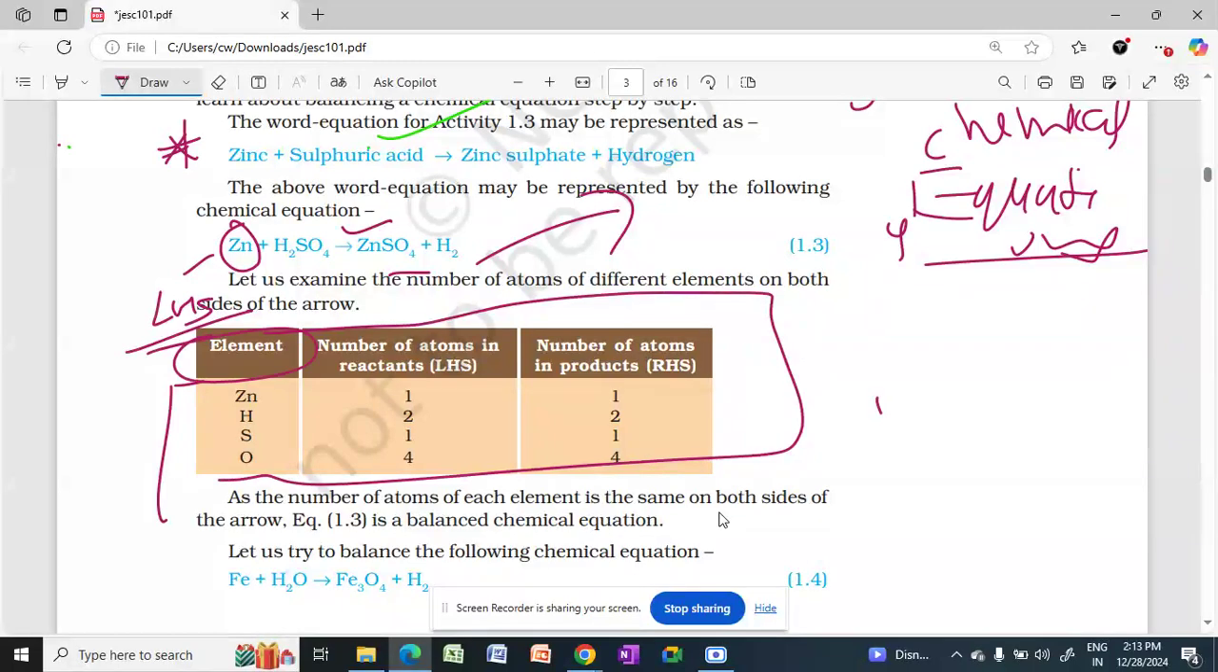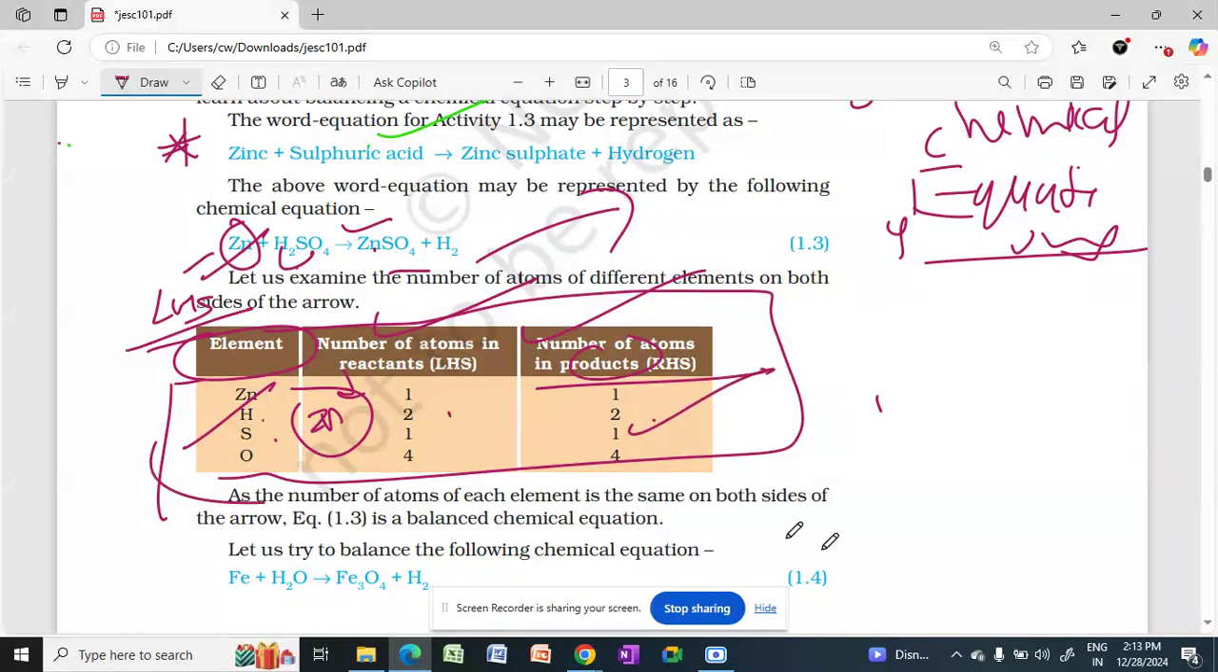They just showed that for zinc, the number of atoms is 1 on the left hand side, and in the product also one zinc is there. The same thing for H: it is 2 on the reactant side, and the product side also 2. So this table is simply showing this.